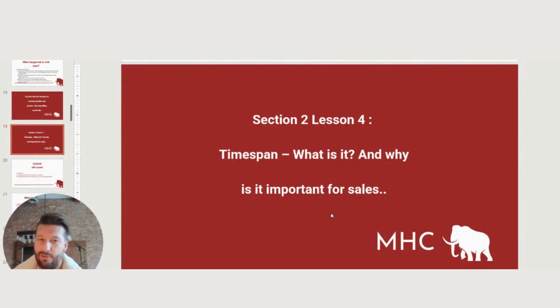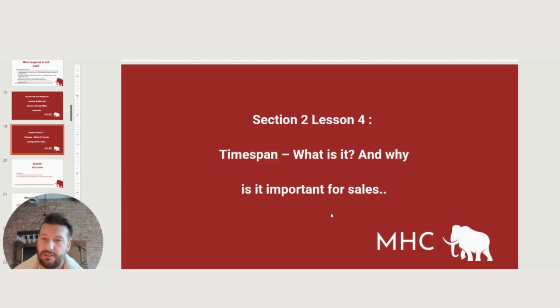Section 2, Lesson 4, Timespan. What is it and why is it important for sales? We just went through the story of the 3 account executives who became Mammoth Hunters and then blew up their second year. All the skills were the same. They started from scratch. They all could do the deals, but then they blew up that second year. It's because of something called Timespan.